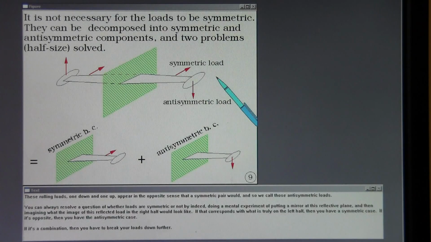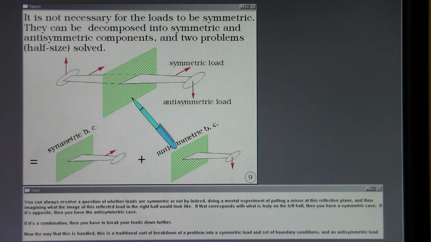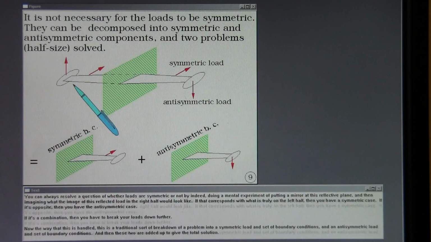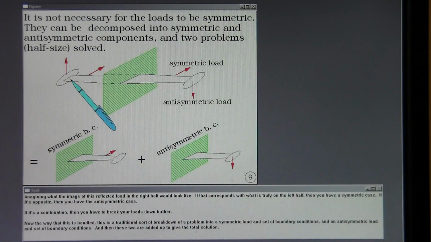You can always resolve a question of whether loads are symmetric or not by doing a mental experiment of putting a mirror at this reflective plane and then imagining what the image of this reflected load in the right half would look like. If that corresponds with what is truly on the left half, then you have a symmetric case. If it's opposite, then you have the antisymmetric case. If it's a combination, then you have to break your loads down further.